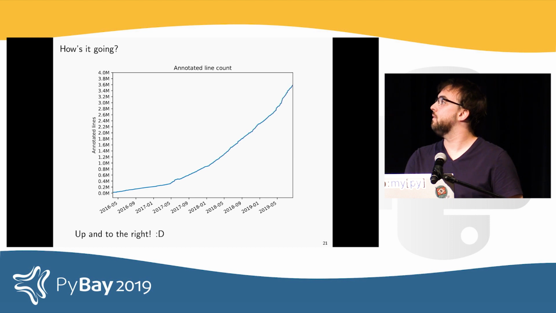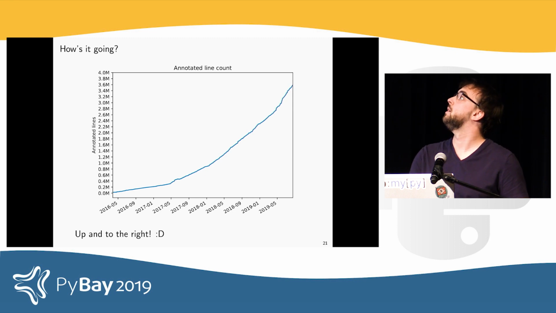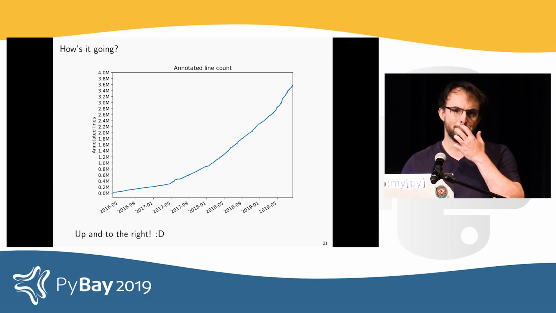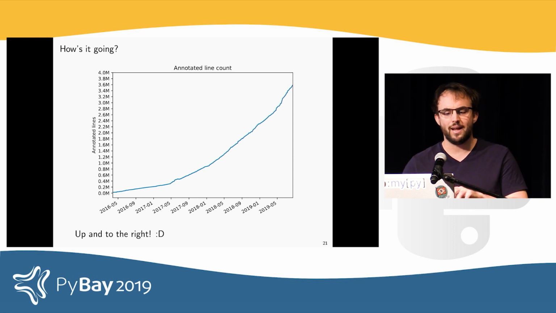Here's our graph of how many lines of annotated code we have since we started tracking in 2016. And we started there with like 10,000 lines of code annotated. And this is our main server-side code base. We're at about 3.6 million there and another 800,000 in our client-side repo. So it's great. It's this beautiful up and to the right graph.